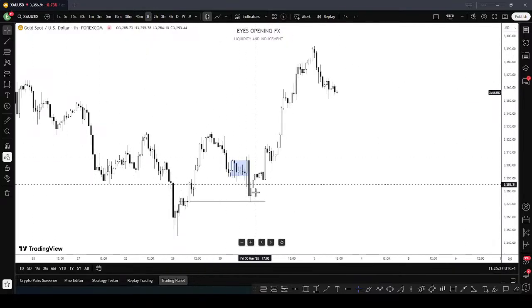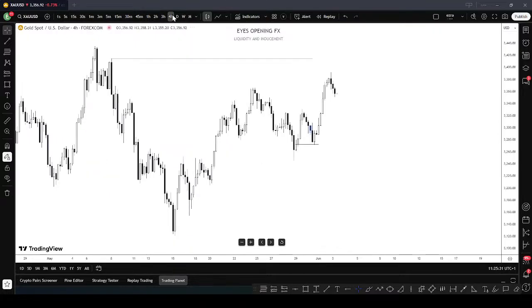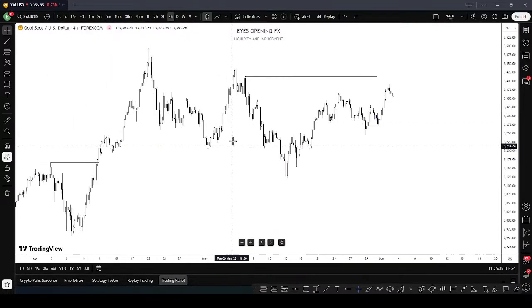So this is clear on how you use support and resistance. Another way of using support and resistance is a broken support level or a broken resistance level.